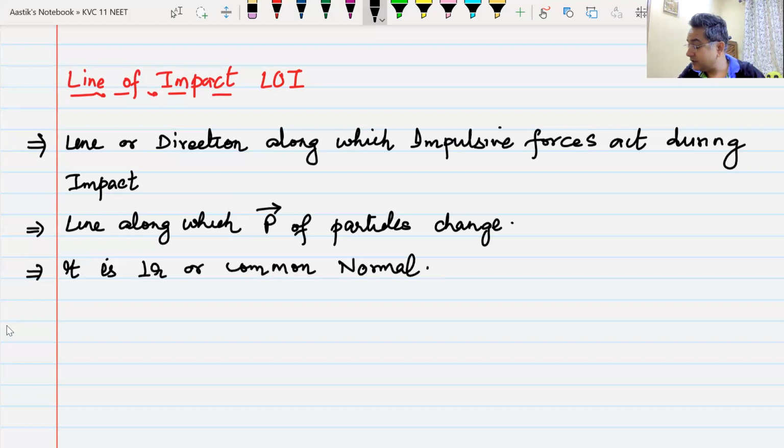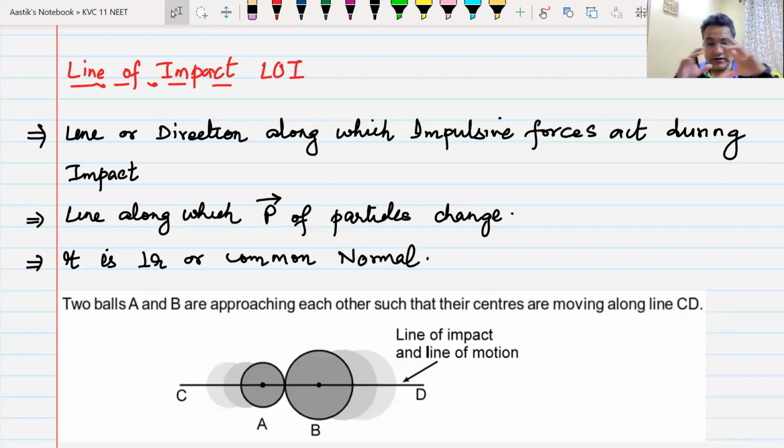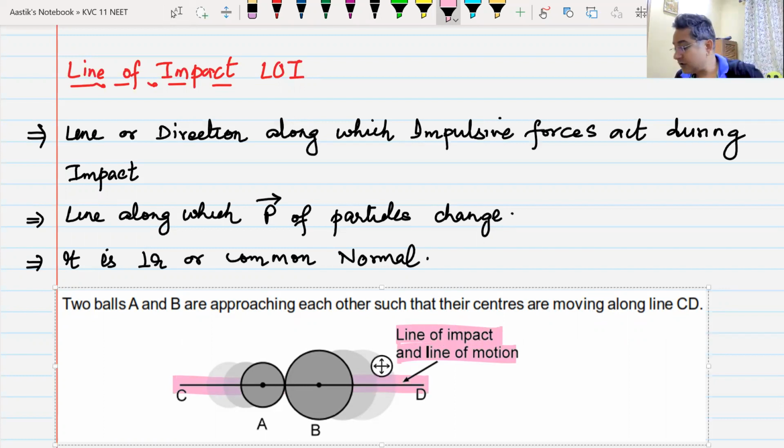As you can see in this diagram, two bodies are colliding here, and you can see this pink line. This pink line is the common normal, and this is the line of impact. So the line of impact is always along the common normal.